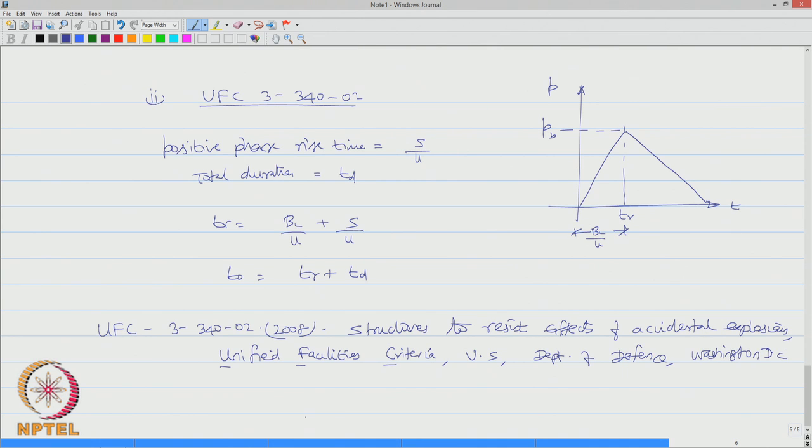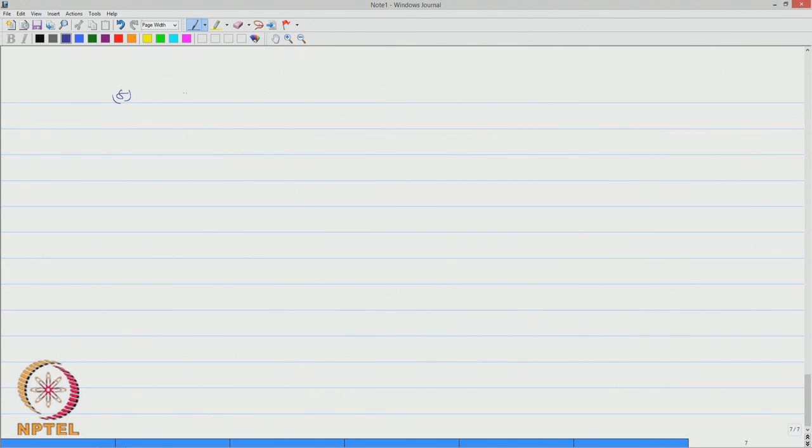Year 2008. If the system is a network of beams and columns, what we call a frame building, then the frame will experience diffraction loading.